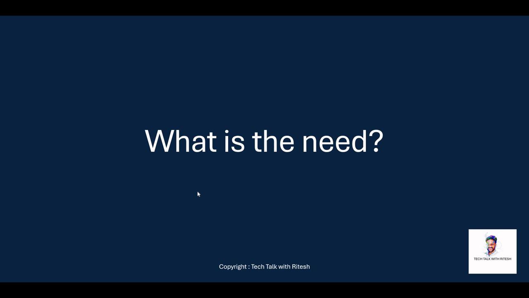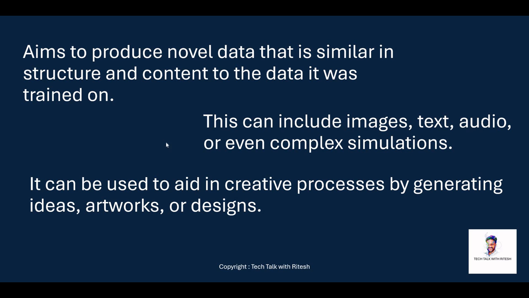The question arises, what is the need of this? Why do we even need that? So Gen AI aims to produce novel data that is similar in structure and content to the data it was trained on. One thing to remember, this can include images, text, audio, or even complex simulations. It can be used to aid in creative processes by generating ideas, artwork, or designs, and there are limitless things we can think of. So it will just produce novel data. That is the keyword we need to remember. It's always new and novel.